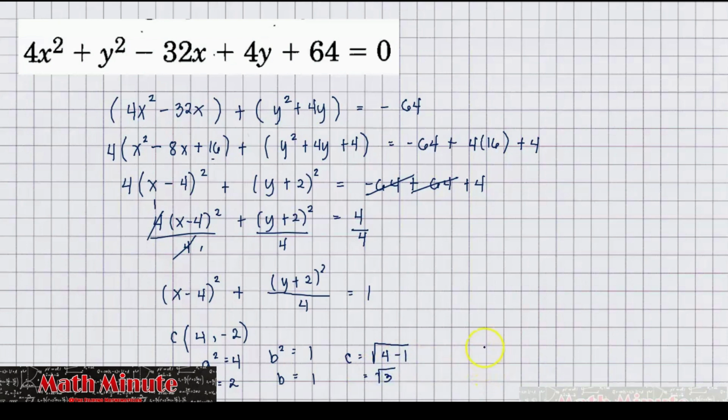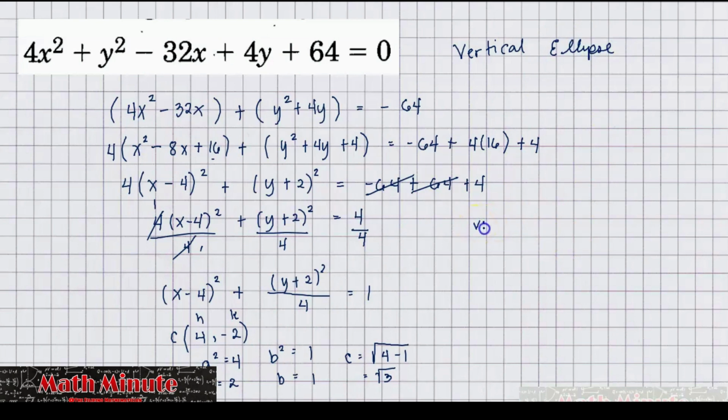So in here, we already know the center, which is h and k. We know a squared, b squared, we know a, b, and c. And we can identify that this is a vertical ellipse. This will be vertical because the highest denominator comes with y. So given this information, you can now identify the properties of this ellipse.